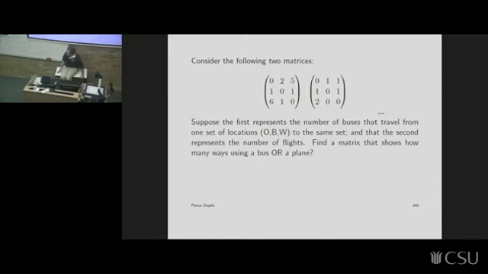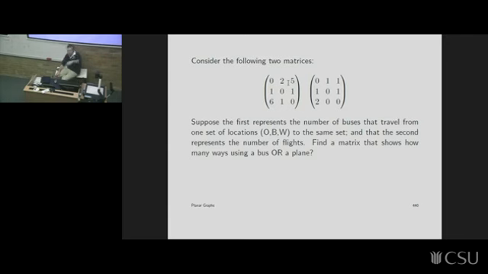So consider two matrices. I'll make it in the context of networks. Imagine we've got 3 locations: Orange, Bathurst, Wagga, for example. Suppose the first one really is the adjacency matrix of a directed graph, of the number of buses that travel from one location to another. Reading along the top row, there are no buses which leave Orange and go back to Orange. There are no loops in the system. There are 2 buses that go from Orange down to Bathurst, 5 buses which go from Orange down to Wagga. So that's what the first row corresponds to.